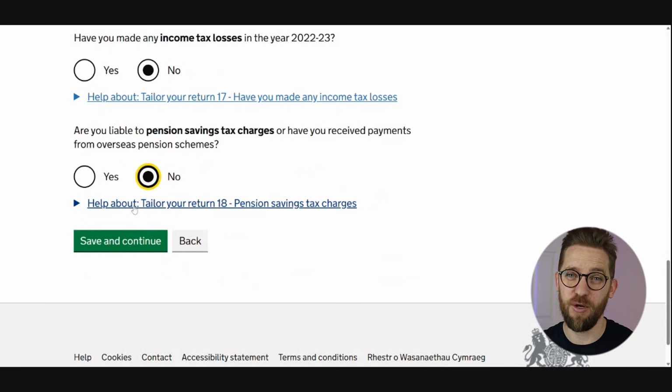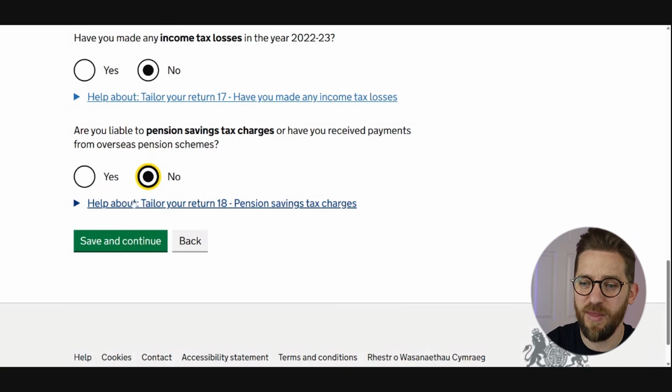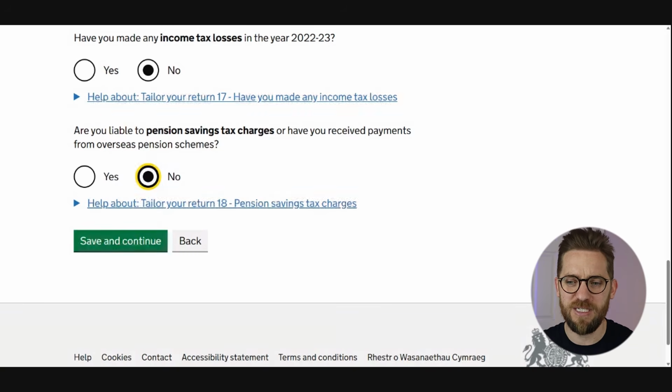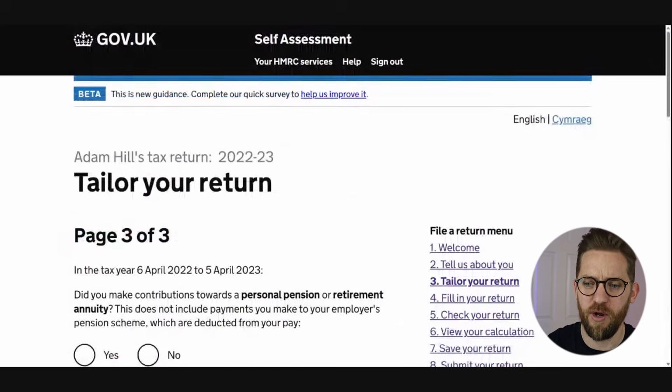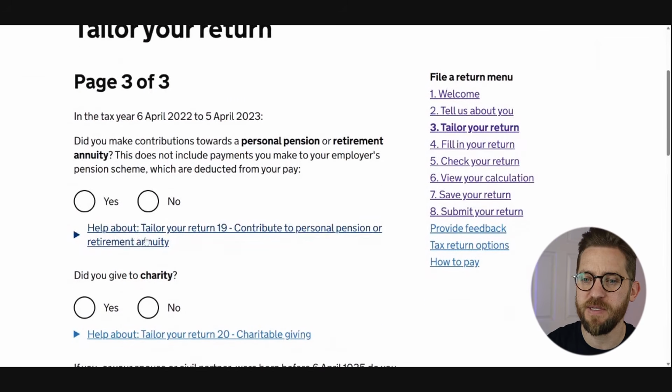And then, am I liable to pay any pension savings tax charges? These apply when you're paying a lot of money into a pension on an annual basis, or maybe you've accumulated a huge amount of money in a pension pot. You start to get taxed pretty heavily on that. In this example, we won't go into great detail on it, but I'll say no, and I'll move on to page 3 of tailoring my return.